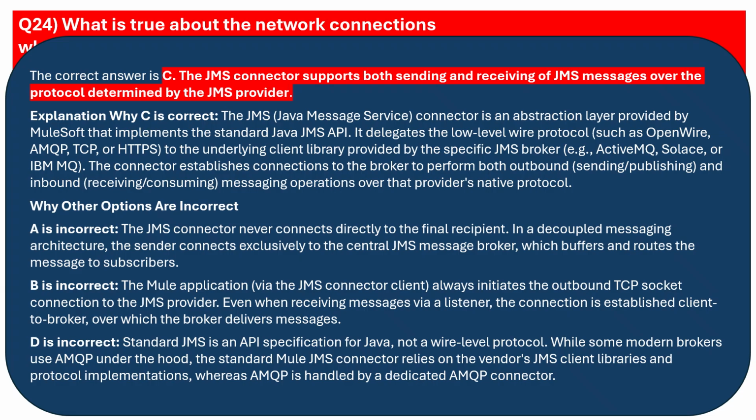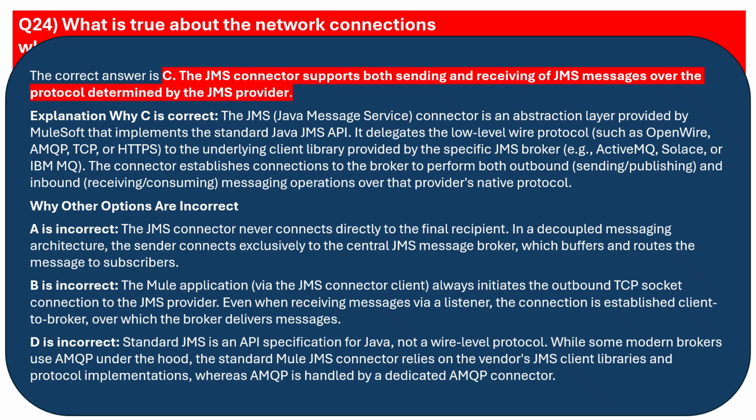Why other options are incorrect? A is incorrect. The JMS connector never connects directly to the final recipient. In a decoupled messaging architecture, the sender connects exclusively to the central JMS message broker, which buffers and routes the message to subscribers. B is incorrect. The Mule application, via the JMS connector client, always initiates the outbound TCP socket connection to the JMS provider. Even when receiving messages via a listener, the connection is established client to broker, over which the broker delivers messages.